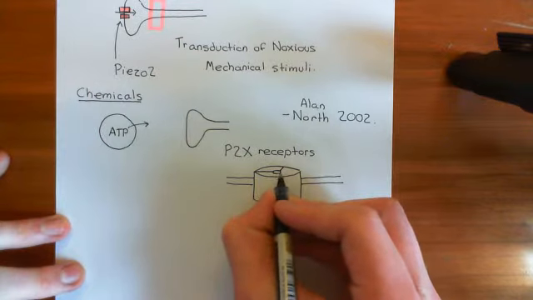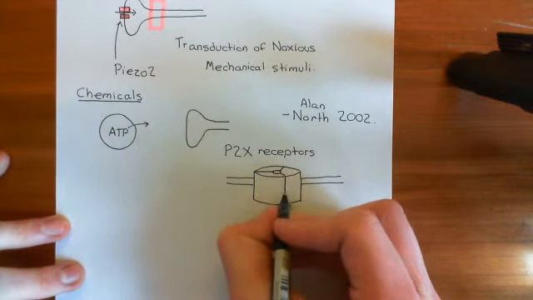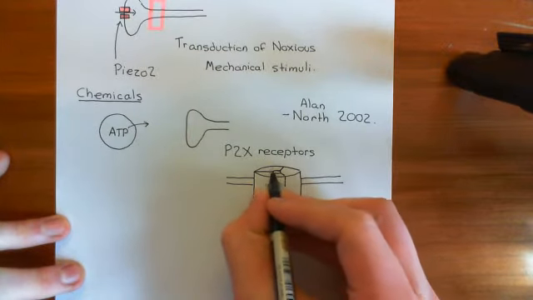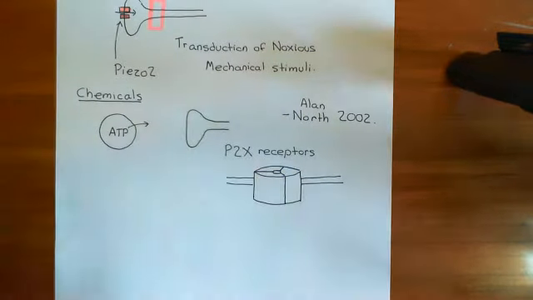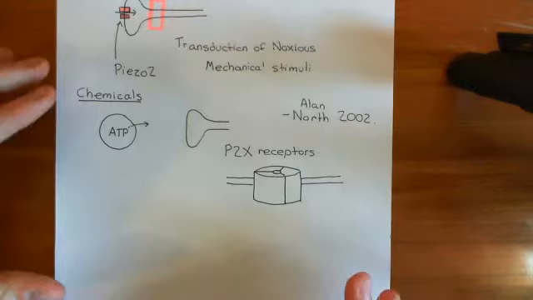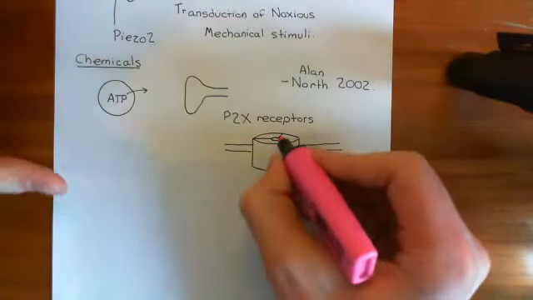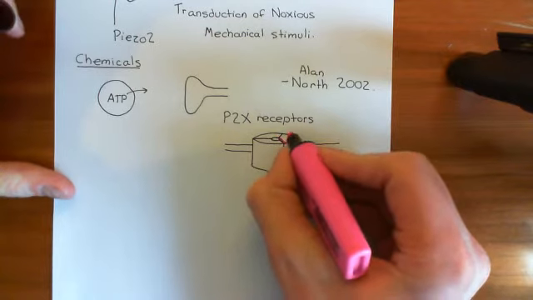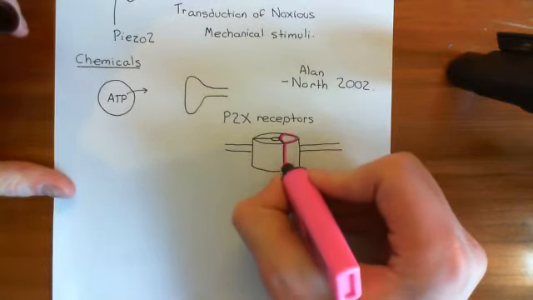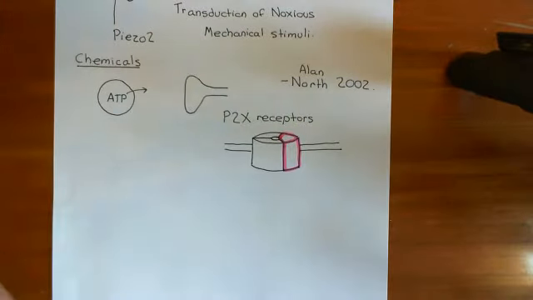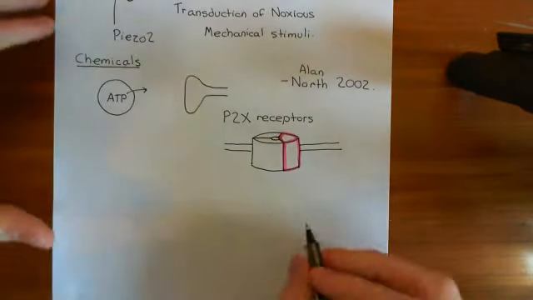Now, P2X receptors are all trimers. They're made up of 3 separate subunits all joined together. So we've got one subunit here, a second subunit here, and a third subunit here. So basically these are not one protein, they are 3 proteins stuck together. Now, let's pull out one of these subunits of a P2X receptor, which I'm highlighting in vivid purple, and let's have a look at its structure. Especially, let's have a look at its membrane-spanning topology.